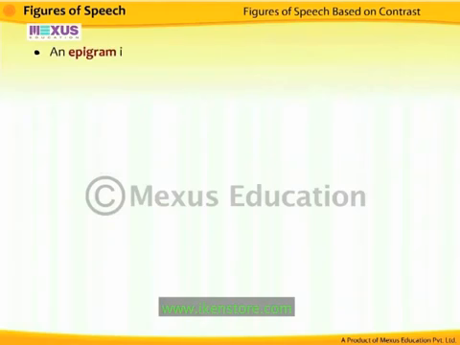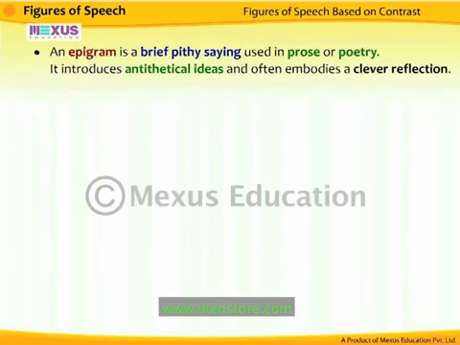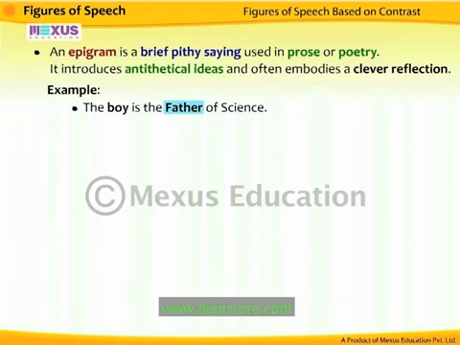An epigram is a brief, pithy saying used in prose or poetry. It introduces antithetical ideas and often embodies a clever reflection. For example, "The boy is the father of science." The word father is used to describe the boy. Thus, two antithetical ideas are introduced in this epigram.